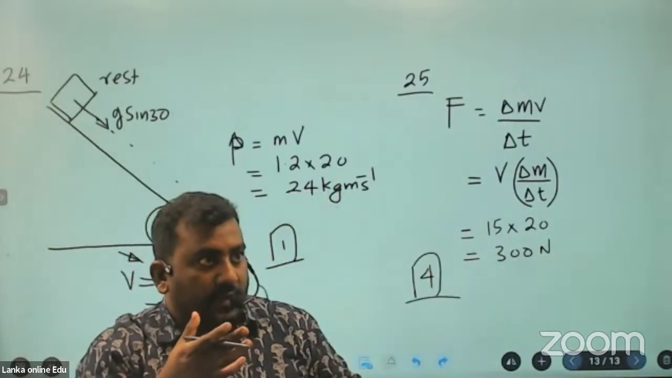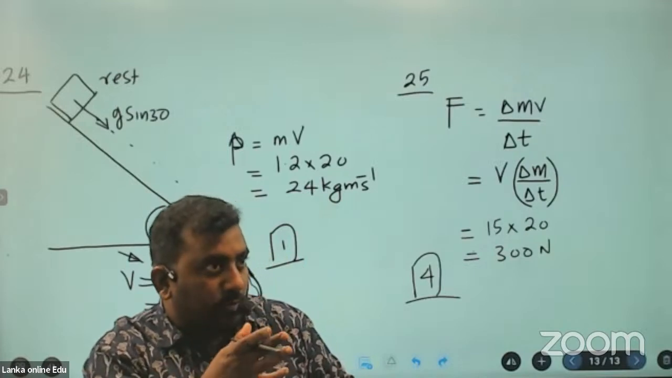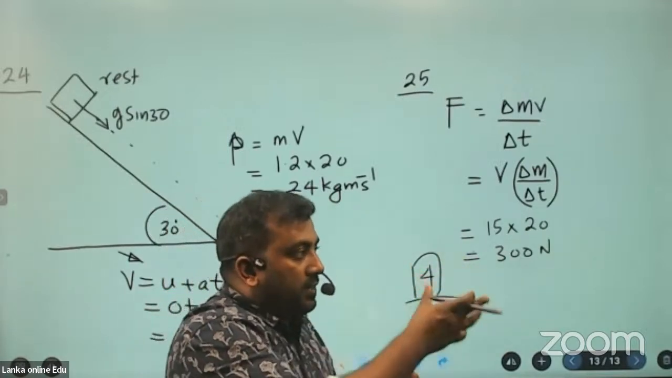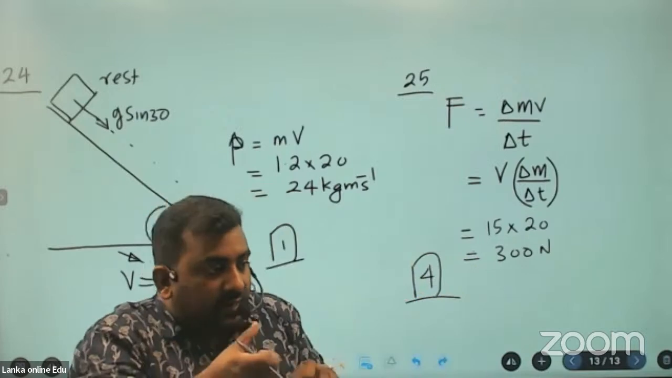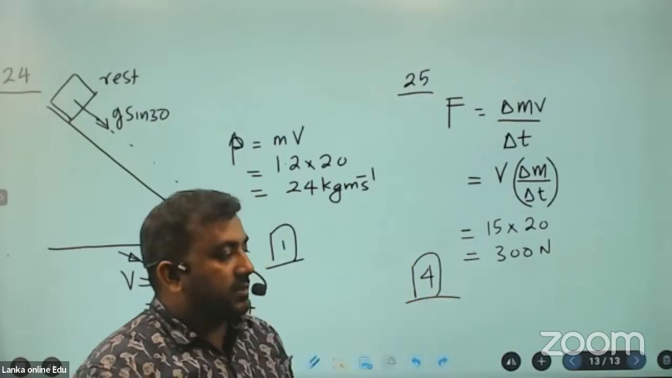So the tube is pushing the water forward. The water is pushing the tube backwards. We have to balance it by an equal and opposite force.